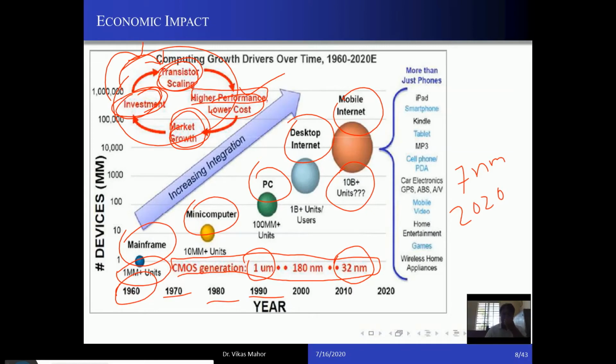Fine. What is the 7 nanometer? This is the size of a transistor. Do you understand nano? Nano means 10 to the power minus 9 meter. Can you imagine? 10 to the power minus 9 meter. 10 to the power minus 10 is angstrom, the unit where you measure the size or distance between the nucleus and the electron in an atom. You came to that much size of a transistor in 2020.